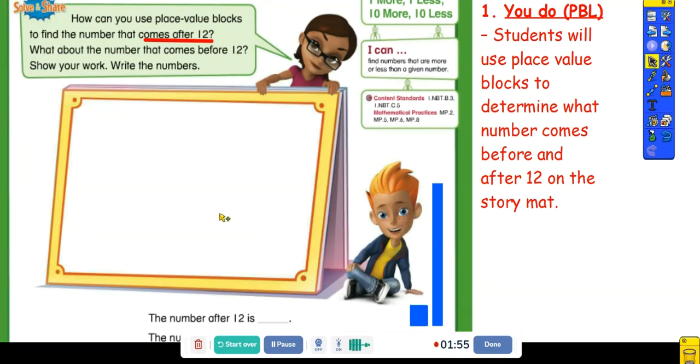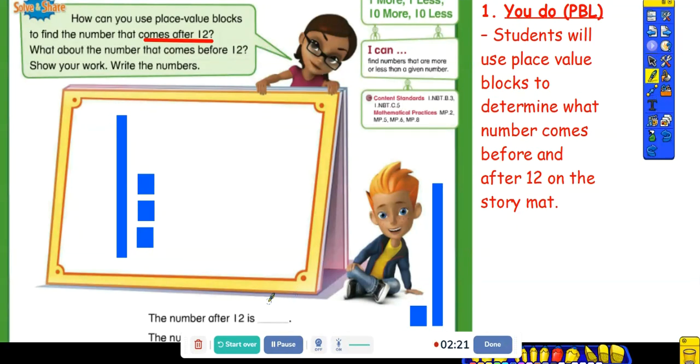So 12 has 10, 11, 12. So to show what number comes after 12, I would want to add one more cube. So now I have 10, 11, 12, 13. So 13 comes after the number 12.